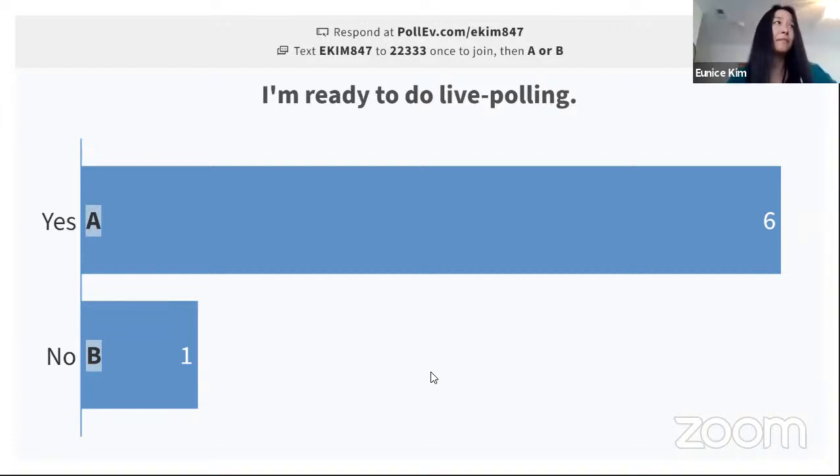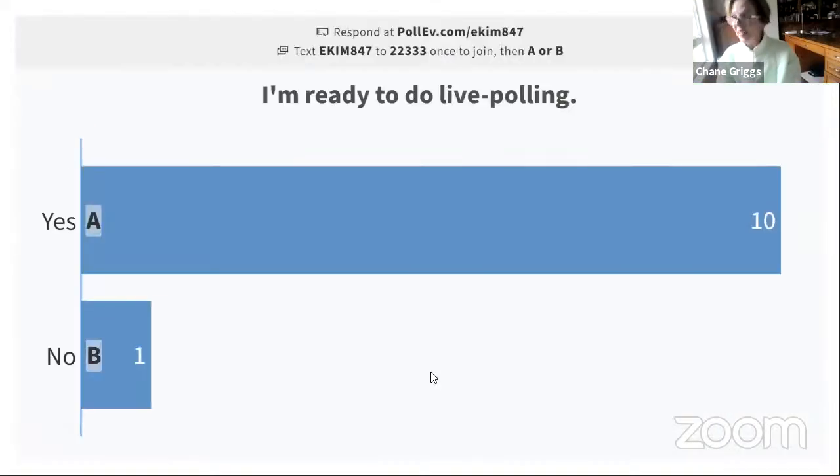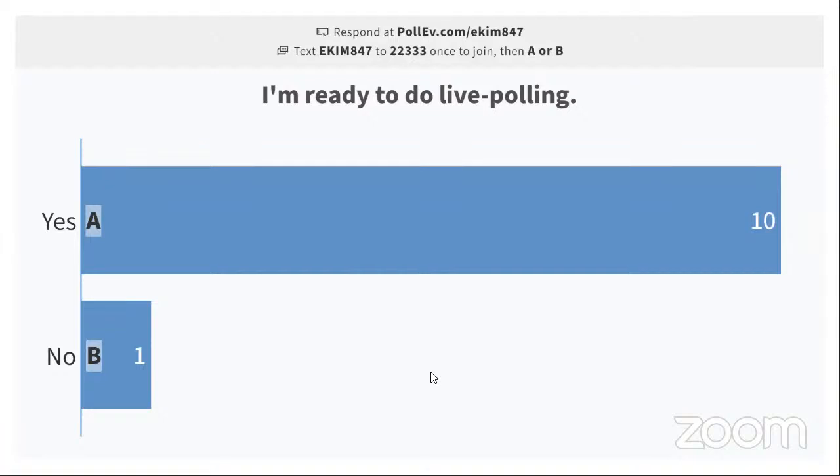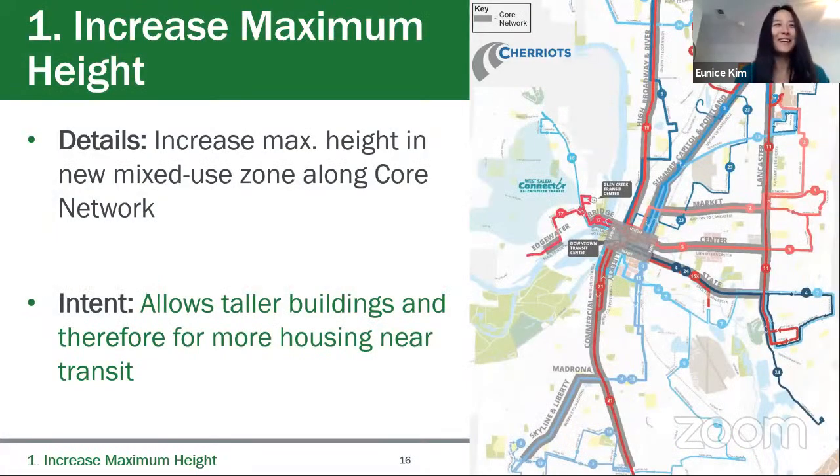But maybe put in EKIM 847. Maybe it's asking for Eunice's username. It's asking for me then. EKIM 847. So sorry, everyone. Oh, okay, now I'm in. Yes, yay! I did it. I don't know who the extra votes are. Boom. Okay, we're just gonna move on.